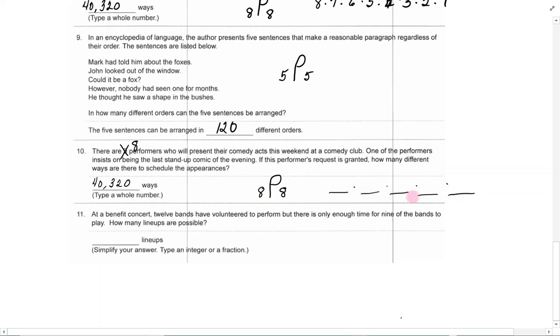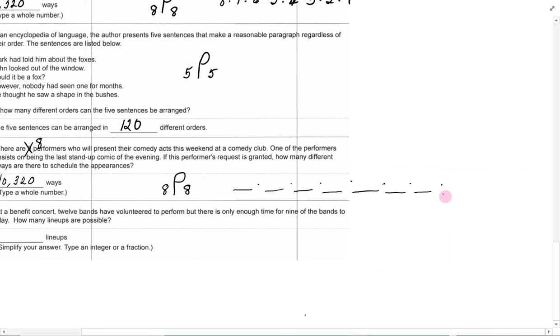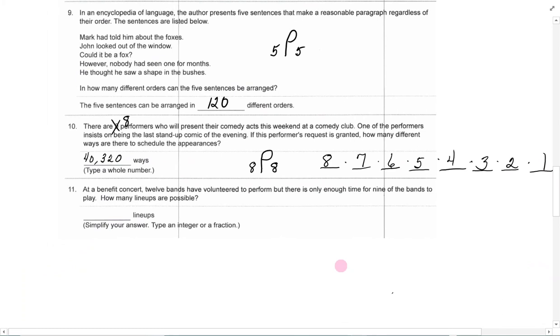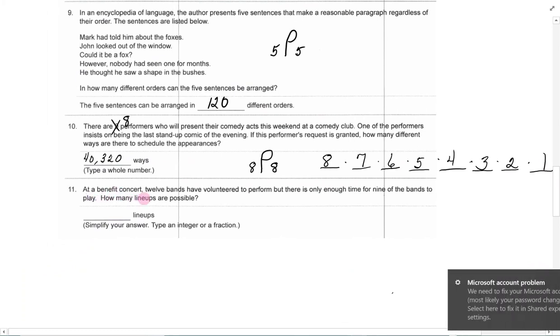Let's see, I have 1, 2, 3, 4, 5, 6, 7, 8, 9. There are 9 spots. There is one guy who demands to be last. He wants to close the show. That means I have 8 to work on. There are 8 to choose from for the first position. 7, 6, 5, 4, 3, 2, and 1 there, and it multiplies by that 1, so it didn't change it. The product of those is 40,320.